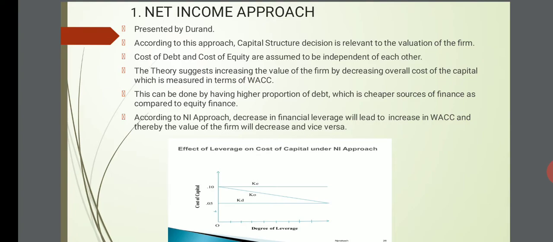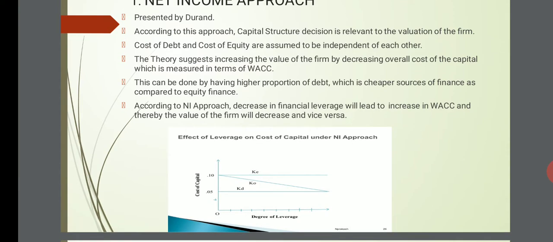According to net income approach, a decrease in financial leverage will lead to an increase in weighted average cost of capital, and thereby the value of the firm will decrease, and vice versa. So what we can do according to this approach is increase the debt component in our capital structure, and it will lead to an increase in the valuation of the firm.